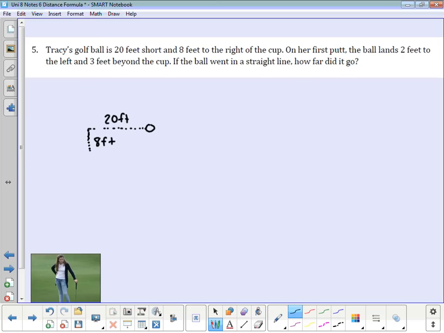Okay, so now the question is, there's her ball right now. What is that point? If I consider this my origin of my graph, if this were a coordinate plane, then this point would be 20 feet to the left, or negative 20, and 8 feet down, or negative 8. So (-20, -8) is that point there.